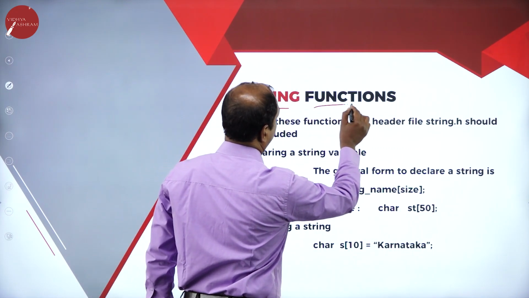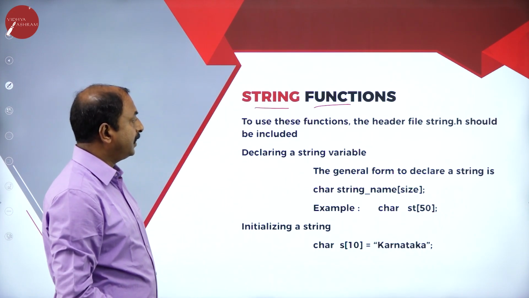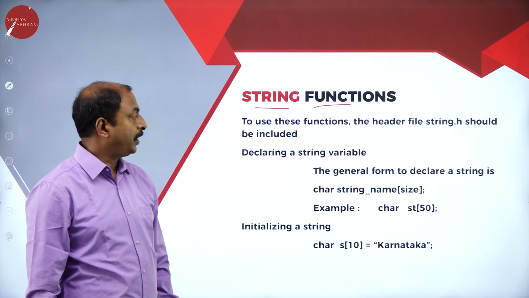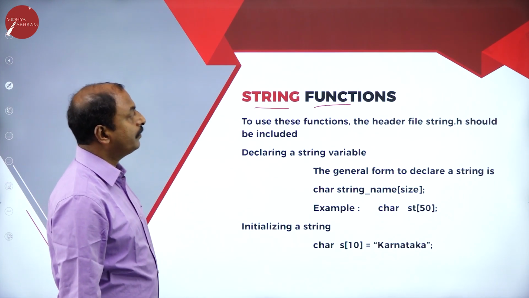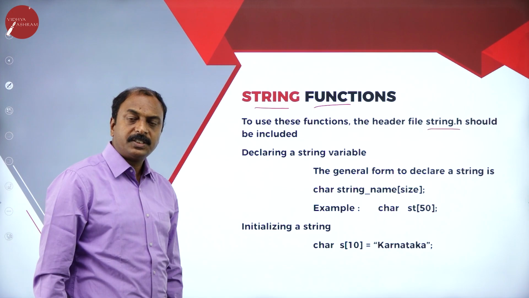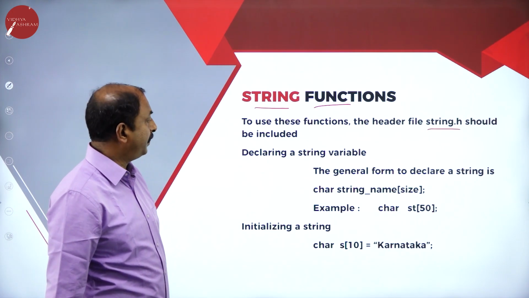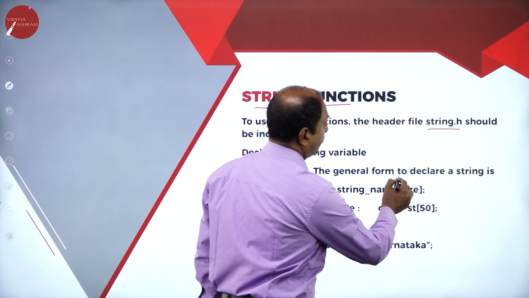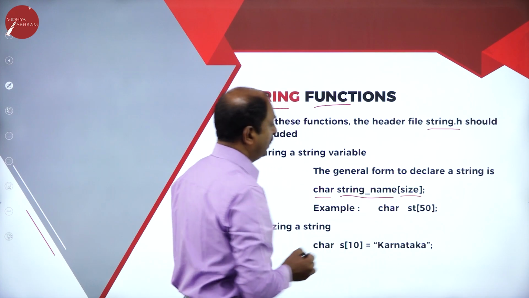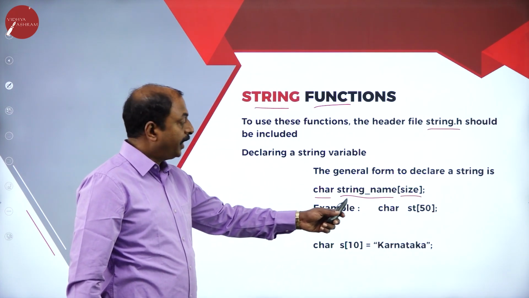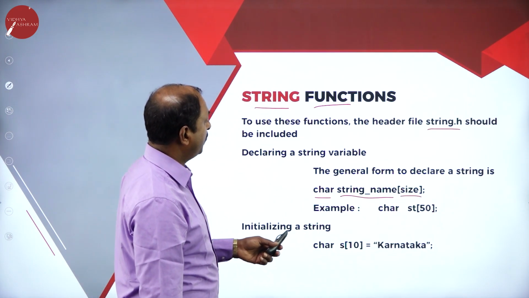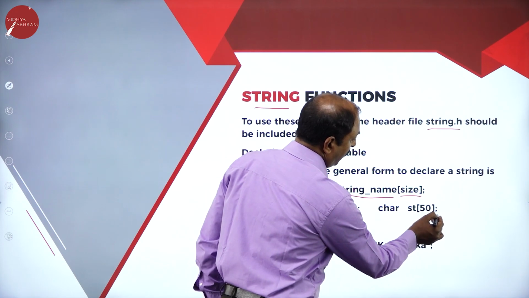Now what are strings, as we have learned so far? A string is nothing but a group of characters enclosed between a pair of double quotation marks. To work with that, we use the header file string.h. Now, first of all, let us see the declaration of a string variable. The general form is: character, string name and size. Here character is a data type, the name of the string is an identifier, and this is the size of the string. For example, char st[50].